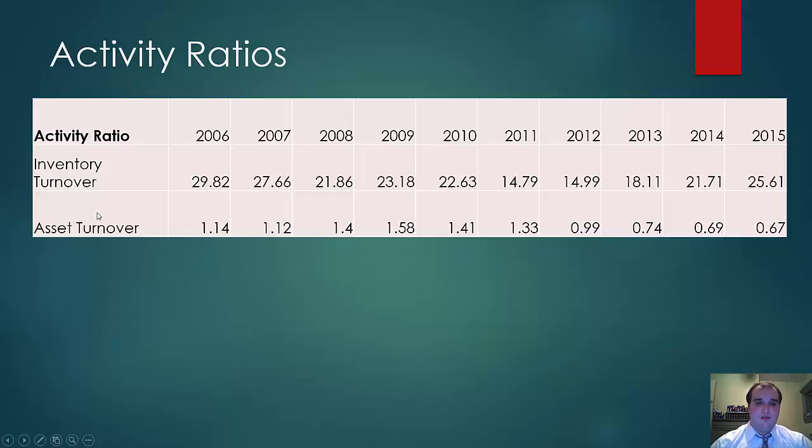For the asset turnover, that's simply sales divided by total assets. And for 2006, they were pretty good. They were at 1.14, and this has just dropped off over the years, and this suggests that they're not able to produce as much sales relative to their total assets for the period.